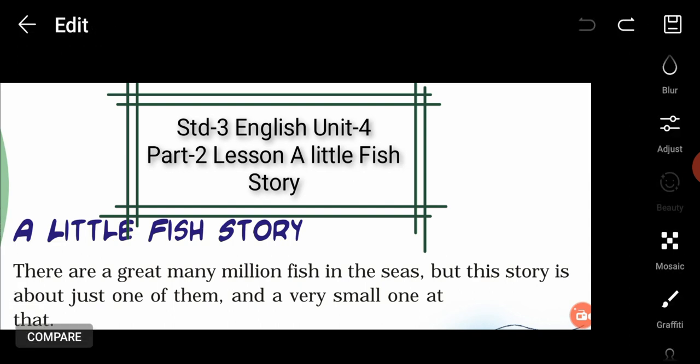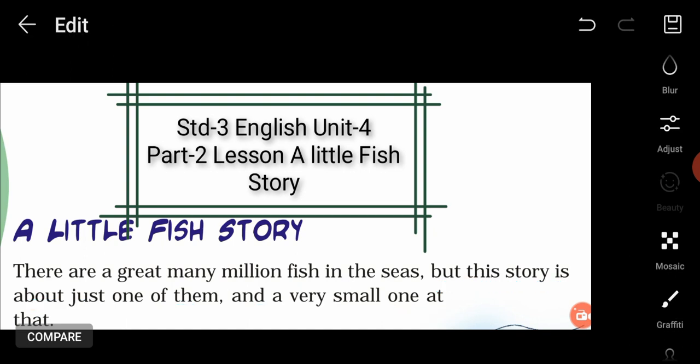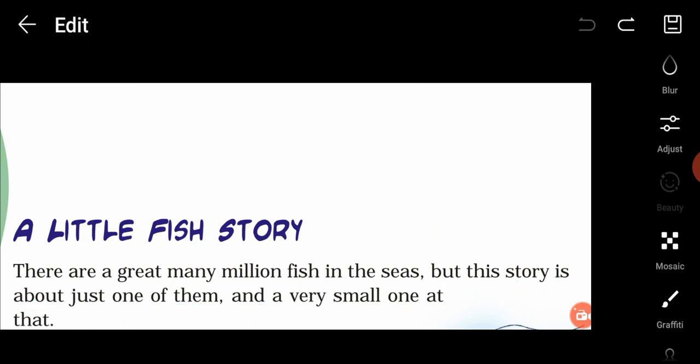There are a great many million fish in the seas. Great many million means, just imagine, there are lots of fish. That means there is no number of it. We cannot count the fish which are there in the sea. But this story is about just one of them. So out of those many million fish, this story is about just one of them, and a very small one at that. So this story is about that one fish, and that too it's very small.